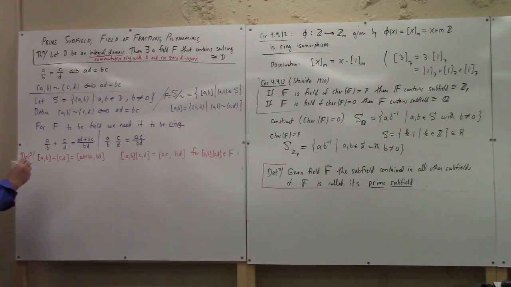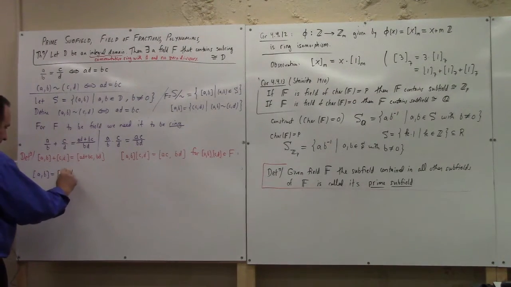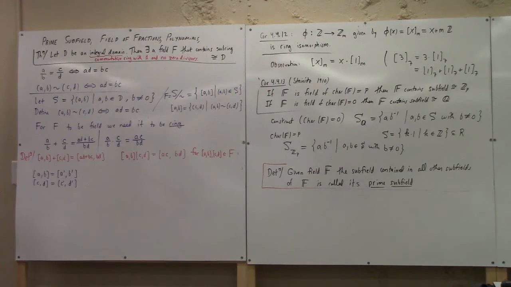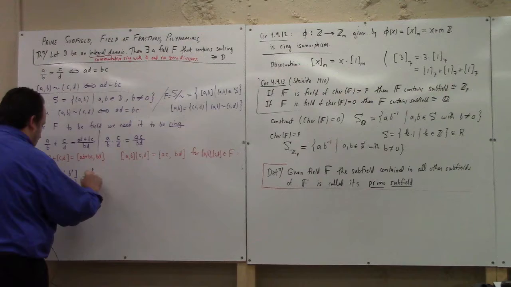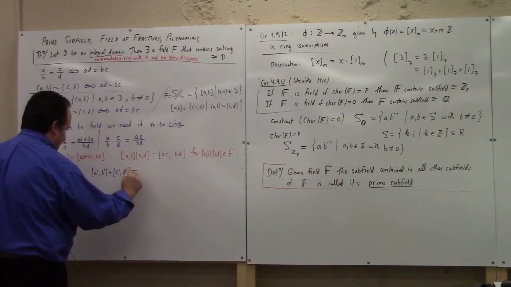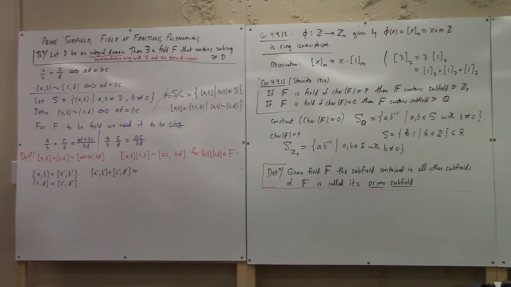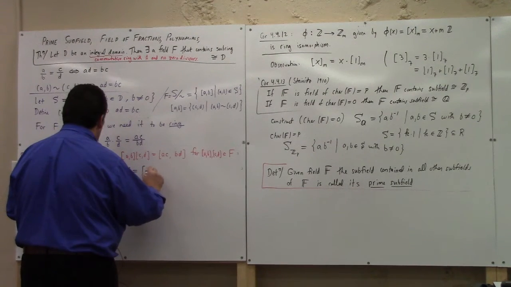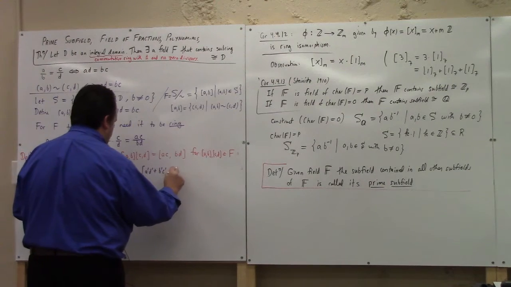So how's that go? Well, if you have A comma B equal to, say, A prime comma B prime, and C comma D equal to C prime comma D prime. So we have two different choices of representative. What would we like to show? We'd like to show that A prime comma B prime plus C prime comma D prime. Well, by definition, that is A prime D prime plus B prime C prime comma B prime D prime, right?